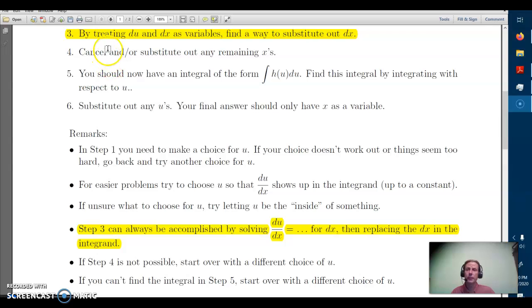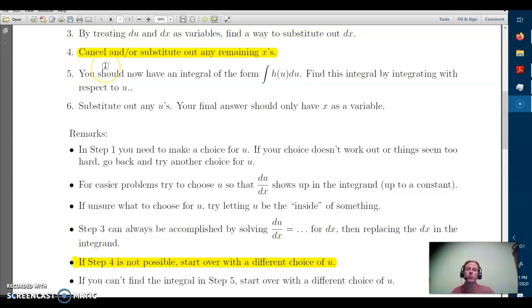Now step 3 is to treat du dx as variables and find a way to substitute out the dx in the integrand. As you get good at this, you can find efficient ways to do that, but while you're still getting up to speed, you can always do this by taking du dx equaling whatever it equals and solving that equation for dx. When I teach this to students for the first time, that is what I have them always do. Since you've already read the book, you'll notice that sometimes the author of the book does this, but sometimes he finds more efficient ways to get rid of the dx.